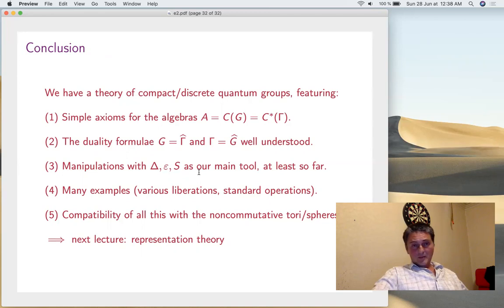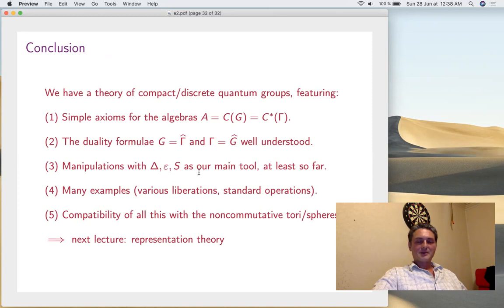So what's the weakness in all this? Definitely not the axioms. No one will ever change them. The duality formulas, yeah, that's done and closed business. Manipulations are our main tool, and that's obviously the weak point, because with groups, if you're there with just the multiplication and unit, you won't get that far. So you need more theory there, like representations or Lie groups or Lie algebras or whatever other techniques. So 3 is our weakness.